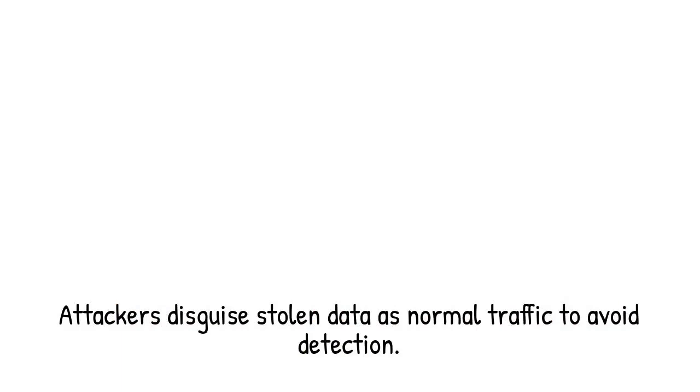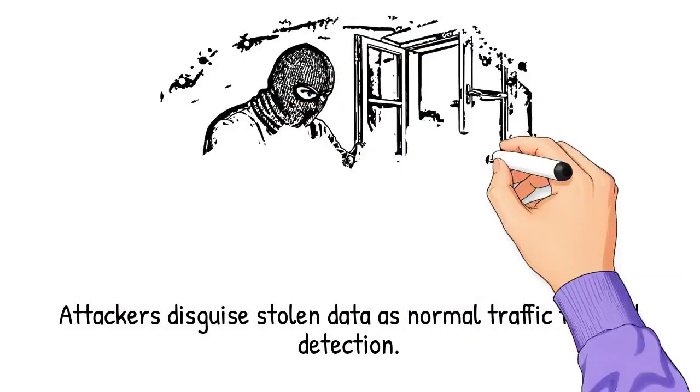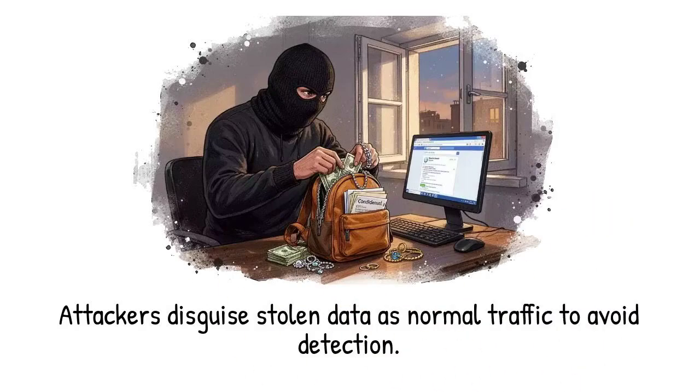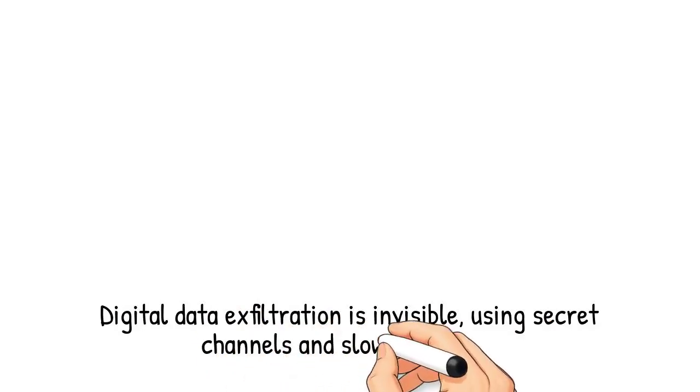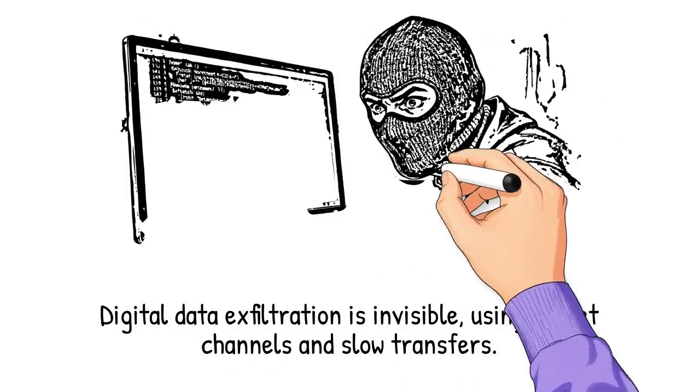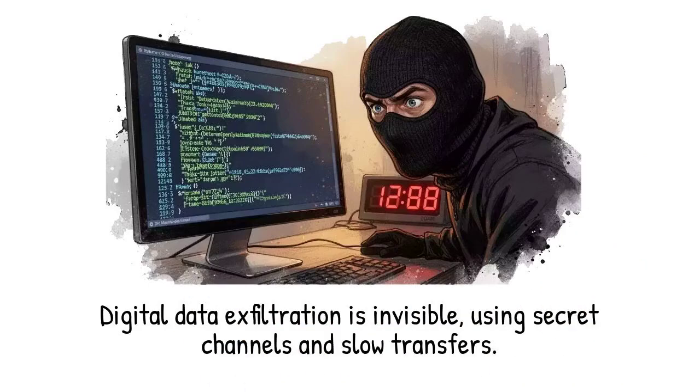Imagine the burglar filling a bag with jewelry, cash, and documents. They don't run out the front door. They sneak out quietly, leaving no trace. In the digital world, data exfiltration is often invisible. Attackers use encrypted channels, obscure protocols, or slow trickle-based transfers to avoid detection.